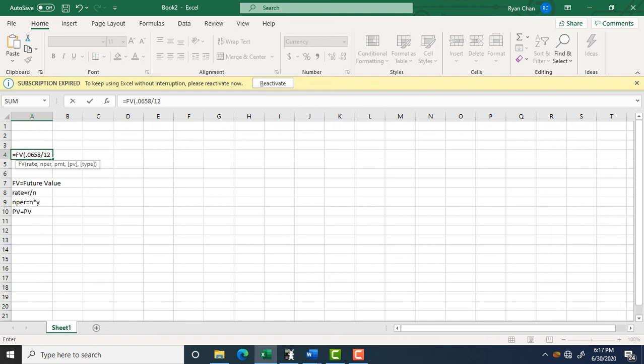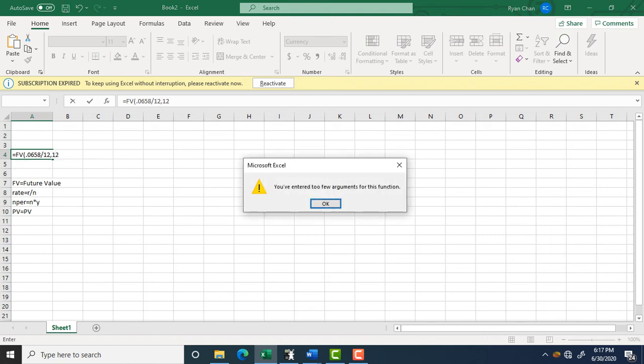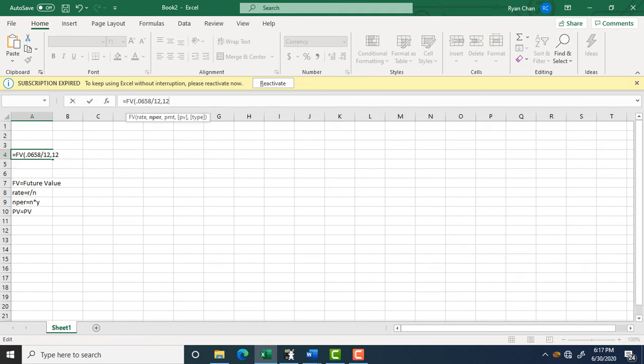Don't get confused with your formula for rate. This is just the way that Excel wants it. Then I type a comma and go to the next one, which is NPER. NPER is your number of compounds times the number of years. I have a monthly compound, so that's 12, multiplied by the number of years, which was 30. And then the next one is my payment, which was 200.